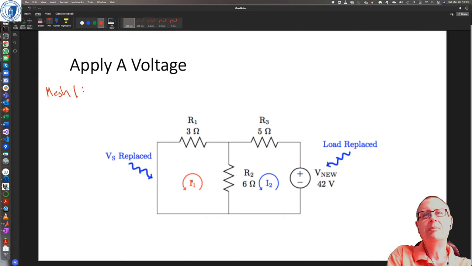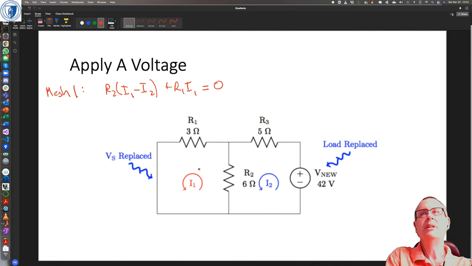Right? So for mesh one, we have R2 times I1 minus I2 plus R1 I1 equals zero. Excuse me. So that's going to be, R1 is 3 and R2 is 6, so 9 I1 minus 6 I2 equals 0.